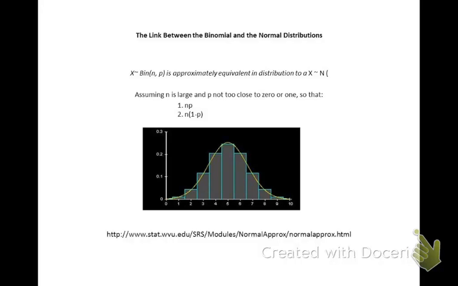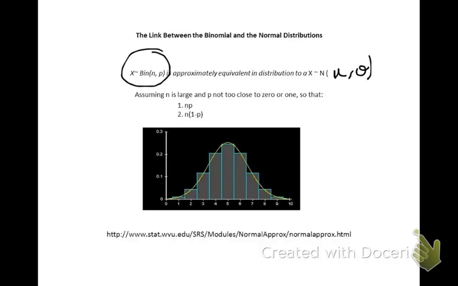We're going to look at the link between the binomial and the normal distributions. A distribution that is binomial with parameters n and p is approximately equivalent to a distribution that is normal with parameters mu and sigma. We'll have to plug in formulas for mu and formulas for sigma.